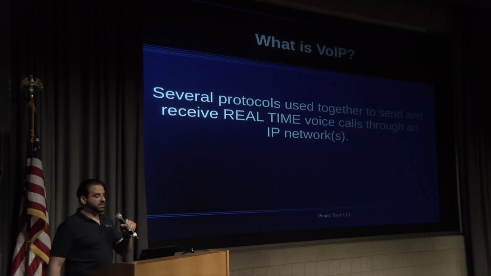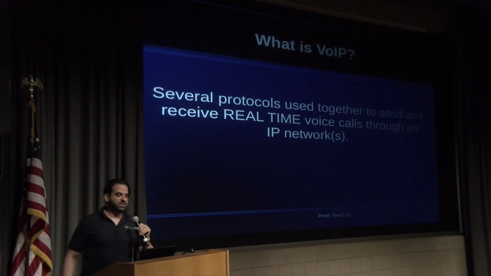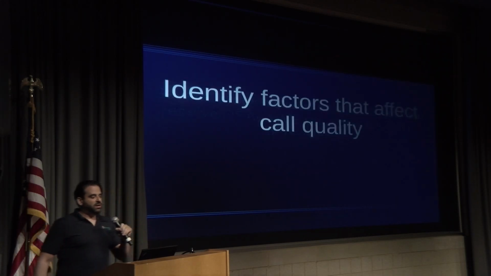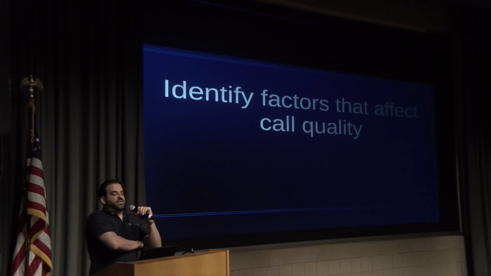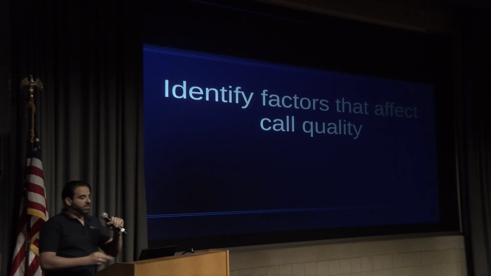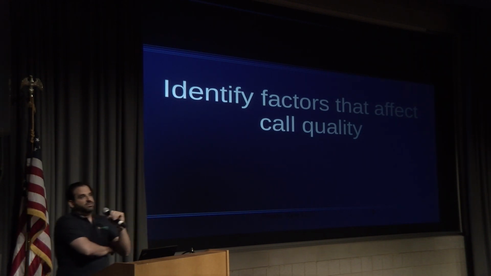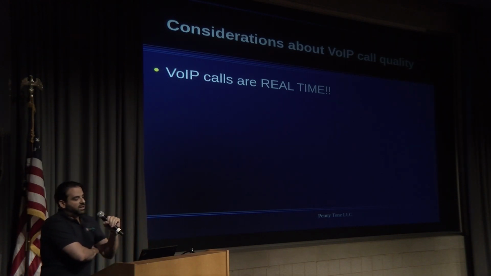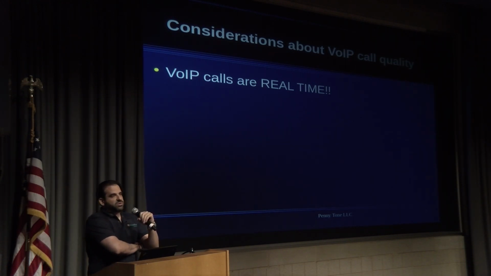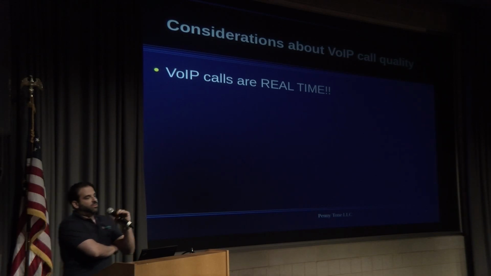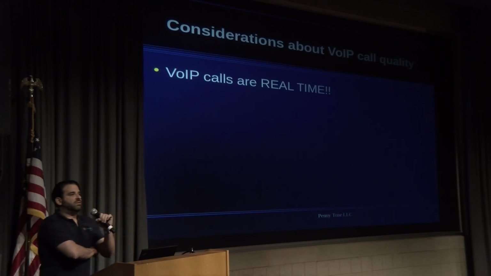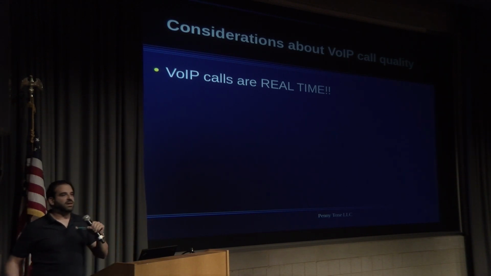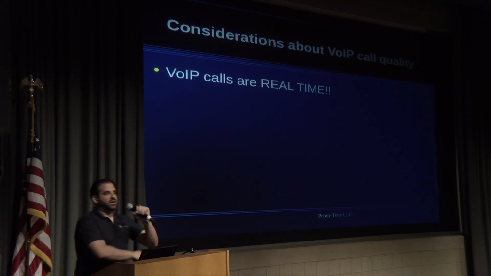Well, VoIP is several protocols used together to send and receive real-time voice calls through an IP network or networks. So let's identify some factors that affect VoIP call quality, because that's what we're going to be talking about. A few considerations to keep in mind about VoIP is that VoIP calls are real-time. So RTP packets, or the voice part of voice over IP, can't be retransmitted. It's got to get there right the first time without any problem.